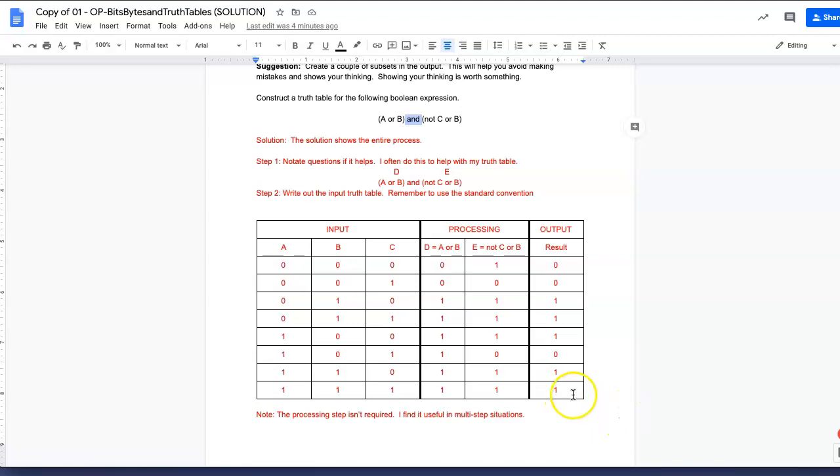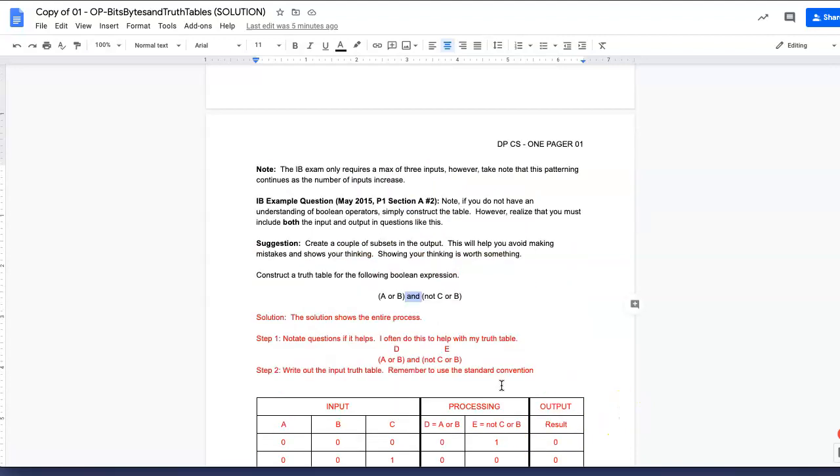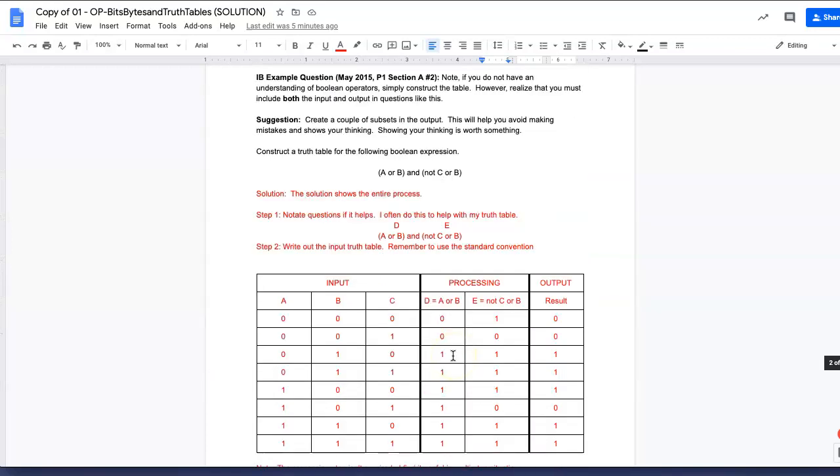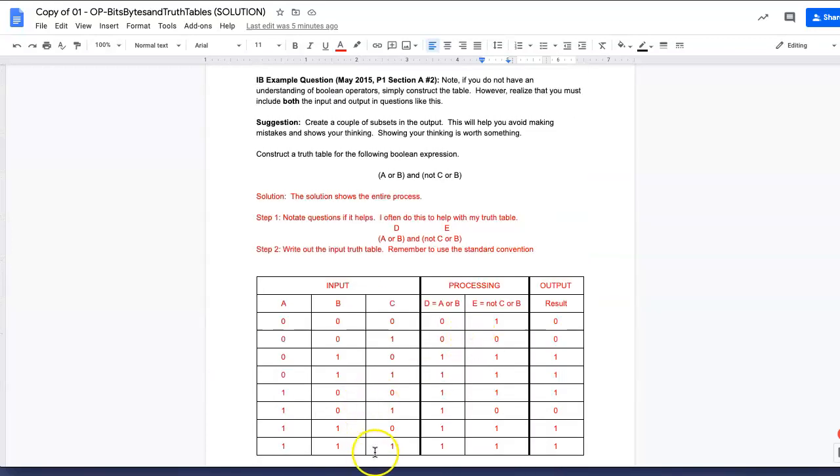And that's it. So again, with this one pager, really what I want students to do is to learn how to very quickly write out these truth tables and to see that pattern. And because this will come up over and over again, this truth table kind of comes up in questions like this where we have to evaluate Boolean operators.